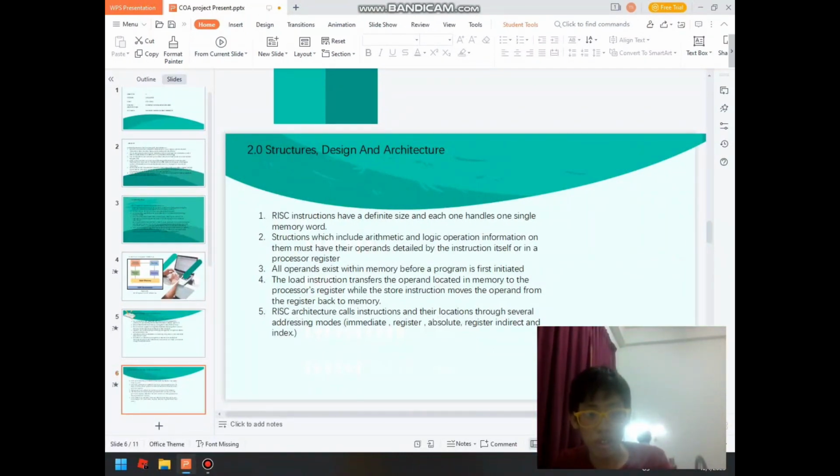Instructions which include arithmetic and logic operation information on them must have the operands detailed by the instruction itself or in a processor register. So the instruction will have to include details of logic and arithmetic operations, which could be plus, minus, multiply, or divide. So on the instruction itself, or it could be in a register. So it's optional.